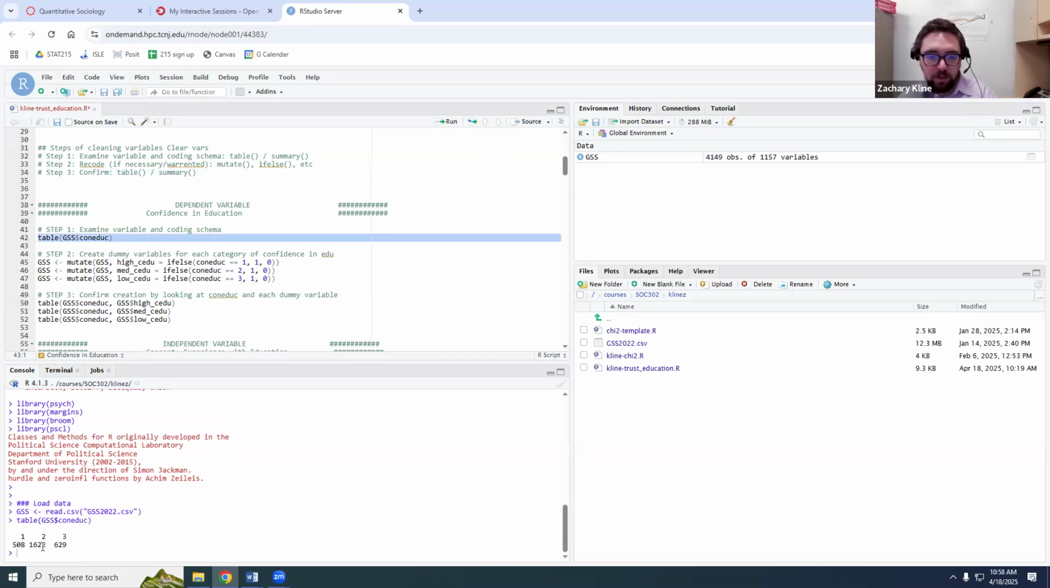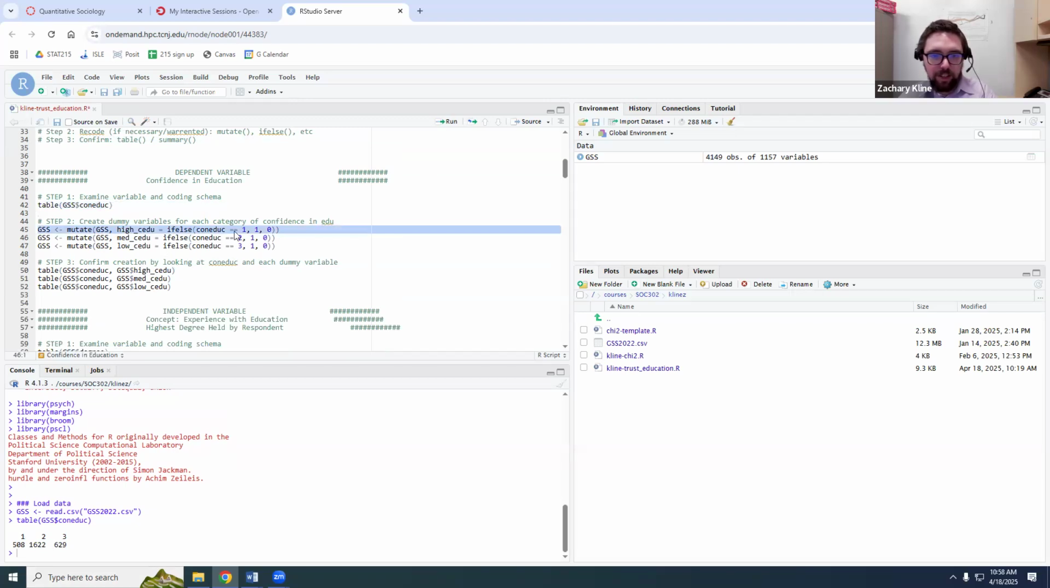Okay, so first here we have confidence in education. This is our dependent variable. It measures how confident you are in the people who manage education in this country, with 1 being very high confidence, 2 being medium confidence, and 3 being low confidence. And we created 3 different dummy variables for each of these categories.